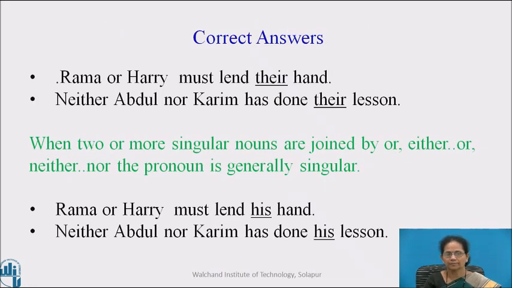See some other examples. Rama and Harry must lend their hand. And the next one: neither Abdul nor Karim has done their lesson. When two or more singular nouns are joined by or, either or, neither nor, the pronoun is generally singular. That's why, according to the rule, Rama and Harry must lend his hand, and neither Abdul nor Karim has done his lesson.